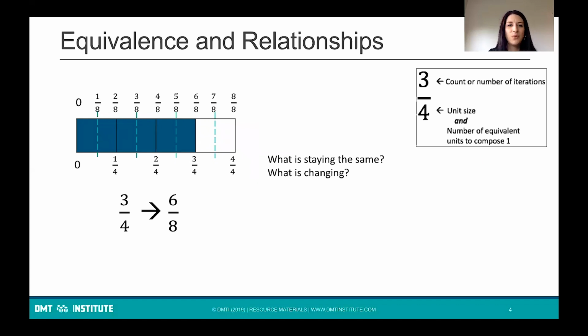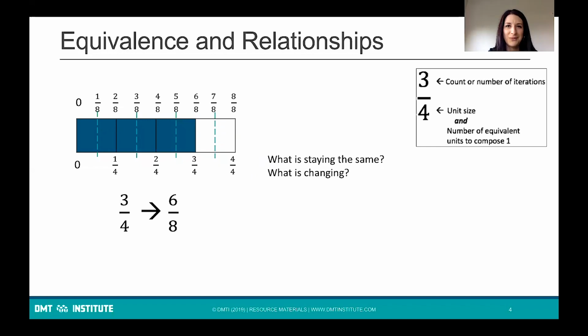And oftentimes when we're talking about equivalent fractions or equivalence, we're talking about the things that are staying the same. So in this case, one of the things that's staying the same is that shaded area. We didn't shade any more. We didn't erase any shading. We still have the same amount of that bar model shaded. It just looks different. And we also have our same unit of 1.